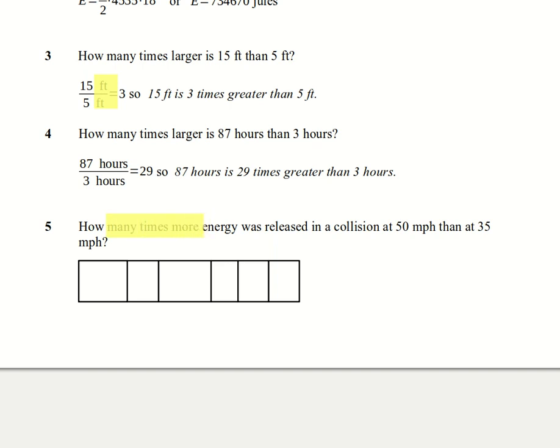So how many times more energy? So we're talking about energy here. We've got an equation for energy. It looks like we're going to have to use the version with K because I'm seeing miles per hour here. And it's asking us how many times more energy was released in a collision at 50 miles per hour than at 35 miles per hour. So we're going to see a quotient just like in the previous two questions, a fraction, a numerator, and a denominator. In the numerator, we're going to put the amount of energy in a collision with 50 miles per hour. In the denominator, 35 miles per hour.